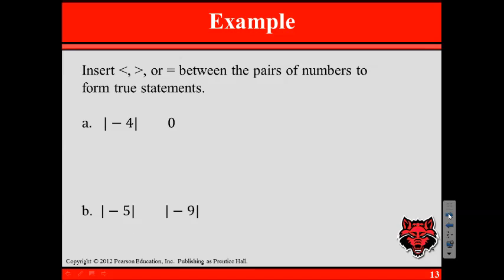Let's try on A and B to insert one of the symbols shown, less than, greater than, or equal to, between the pairs of numbers to form true statements. Now you'll see the difference between these two examples and the 4 previous examples where we tried to do this. Here we have absolute values. Before we try to insert a symbol to make this statement true, we want to remove the absolute value bars. So to do that, the absolute value of -4, remember when we remove those bars, that becomes a positive value. So 4, we're comparing 4 to 0. And we can quickly see that 4 is greater than 0. So we would insert the greater than symbol.